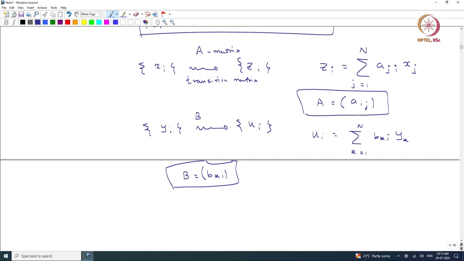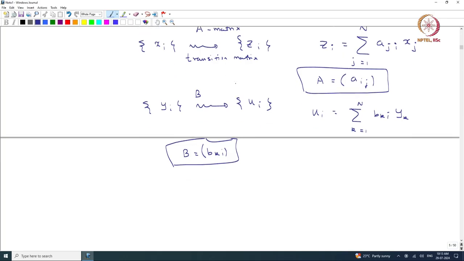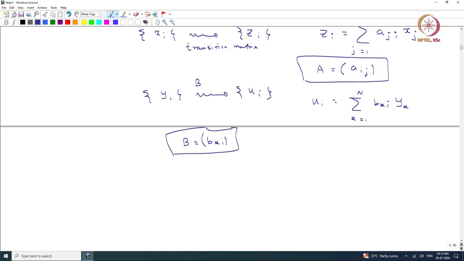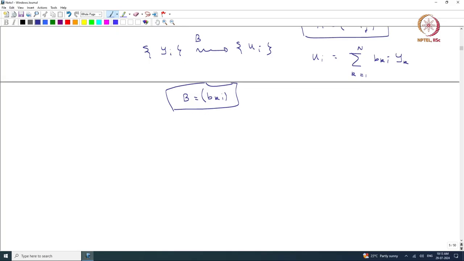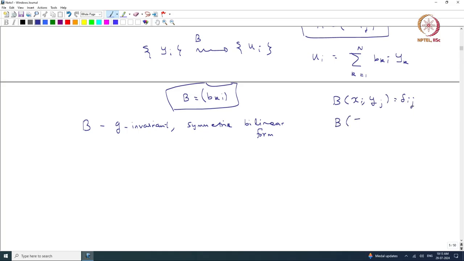Now let us compute the relations between the coefficients aij and bkj using this bilinear form. We know that it is a G-invariant, symmetric and non-degenerate bilinear form. Because xi, yj are dual bases, we know that B of xi, yj is given by delta ij. Similarly, B of zi, uj is also given by delta ij. These relations we know.